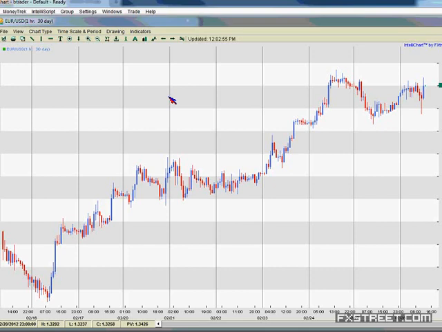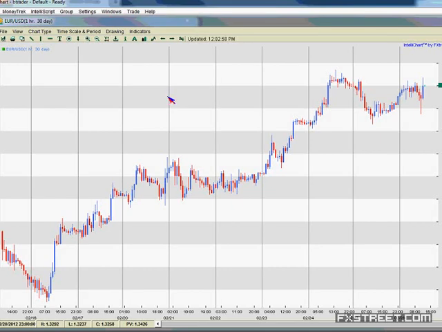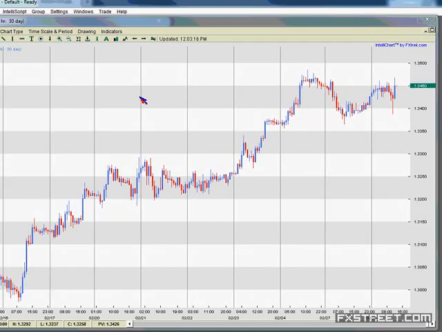The flow setup basically takes place during the 4 a.m. to 12 noon New York time, which translates over to your GMT time. It's basically from the European open to the European close, when London and New York intersect, the highest liquidity times, and we trade primarily the euro dollar in that time. It's the most liquid instrument, and we try to go with the momentum move.